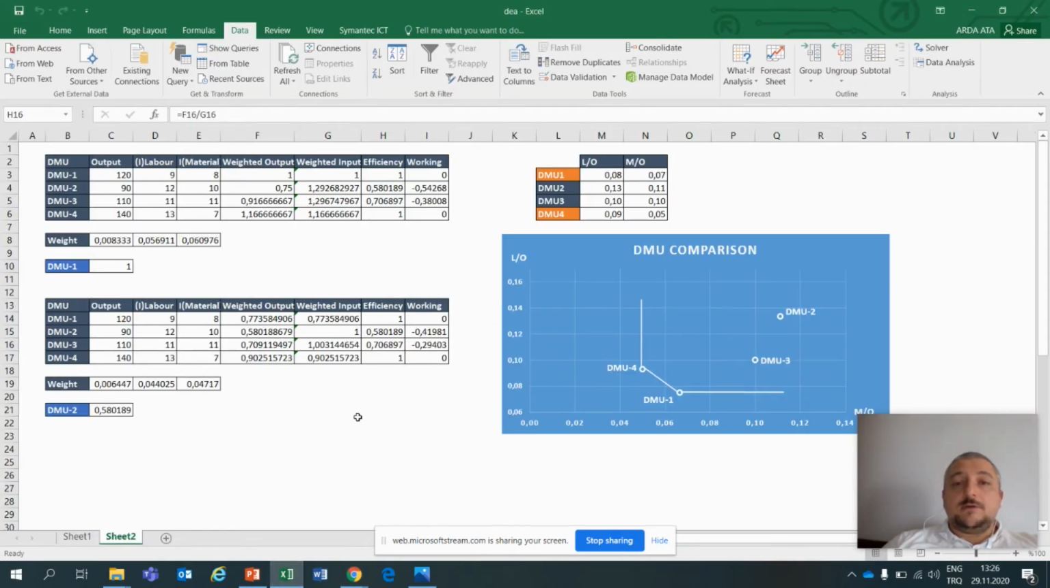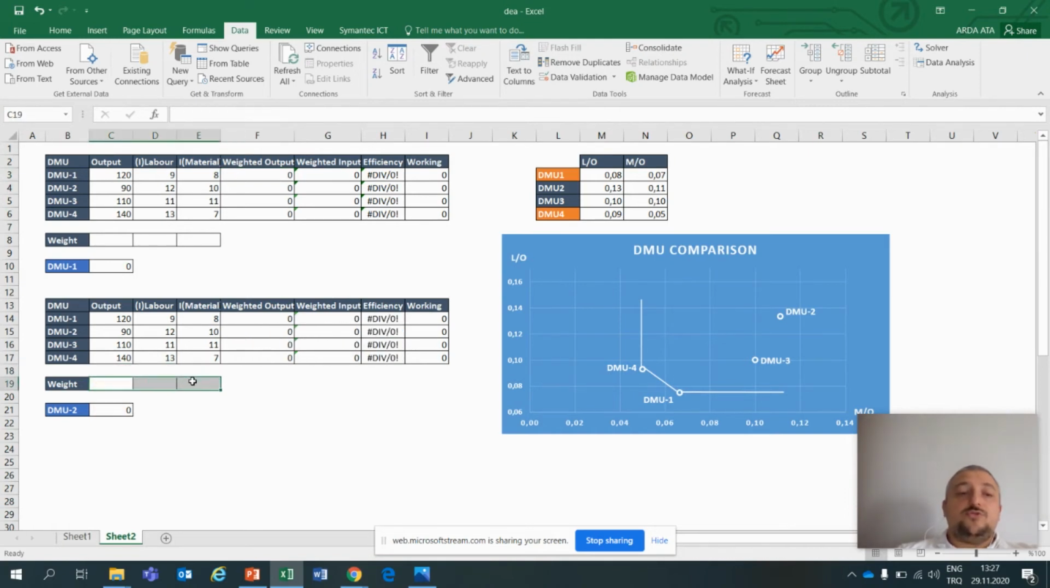Maybe I just share this small example. Here you can see a solved version. Here, these are the simplex changing variables. You just plug in the output, labor, material, and efficiency figure, and the weighted output, simply multiplying the weights with outputs, and the same also for the input. And also here, you should solve it for all DMUs. However many DMUs you have got, you should solve the same simplex algorithm.